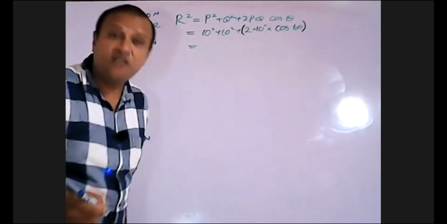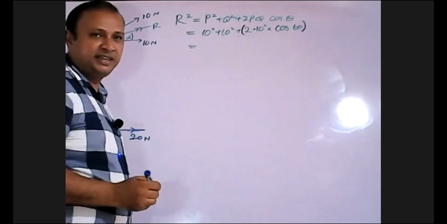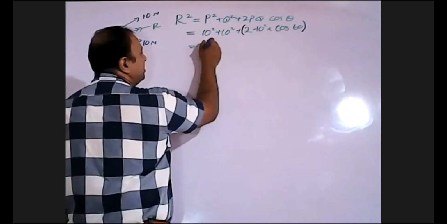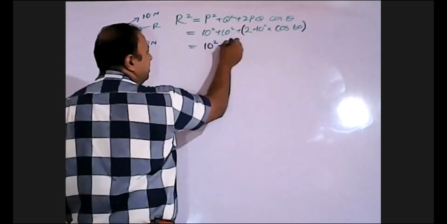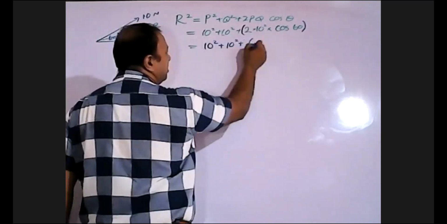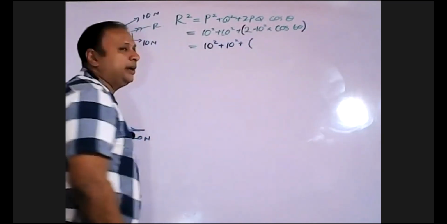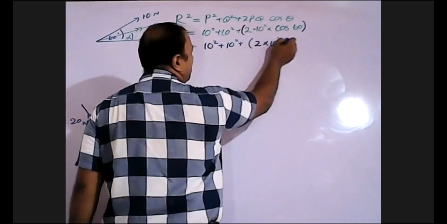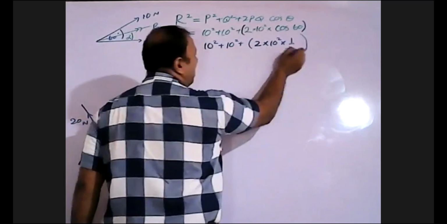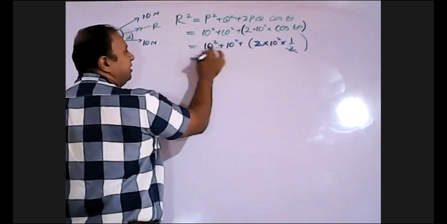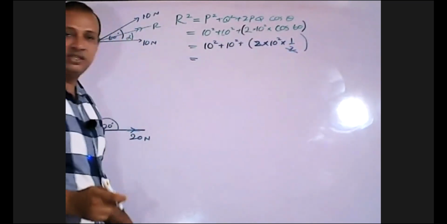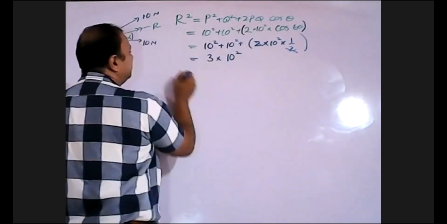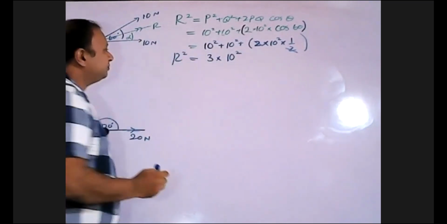Half. Very good. Cos 60 is half. Therefore, this is 10 squared plus 10 squared plus, put a bracket, 2 times 10 squared times half. The half and 2 will cancel out. Then there are 3 times 10 squared, no? 3 times 10 squared is equal to R squared.